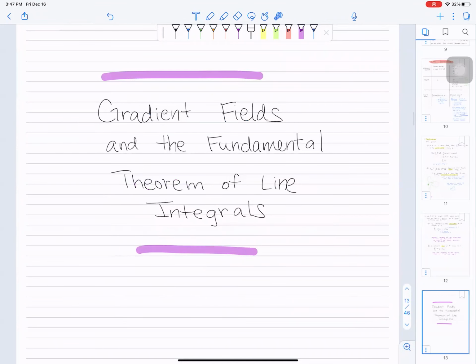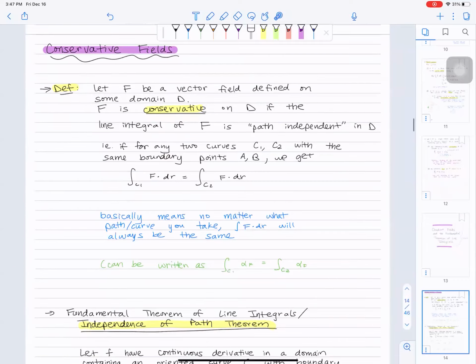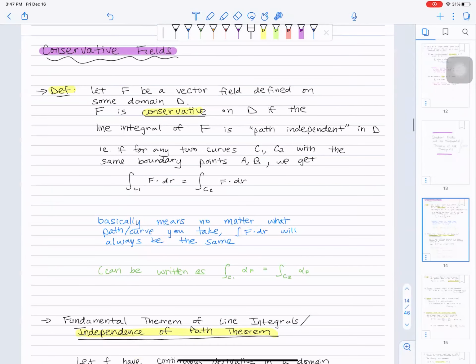Okay, so we have gradient fields and the fundamental theorem of line integrals. This is a very popular question. So remember what the fundamental theorem, also called the independence of path theorem, IOP, does. A field is conservative, in other words path independent. What does that mean? It means that regardless of the path you integrate over, you should still get the same answer. And it's conservative if you have a gradient. So you can check whether or not your field is a gradient. If it is, then your field is conservative. They mean the same thing.